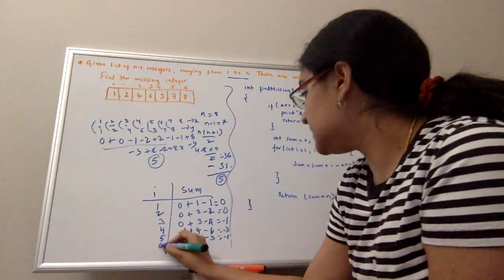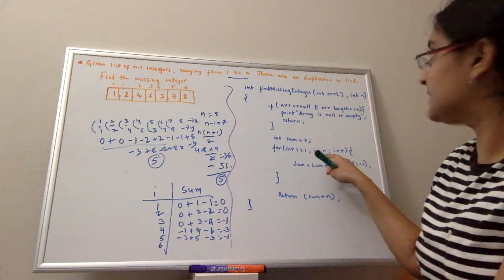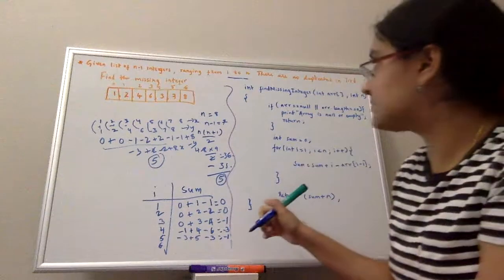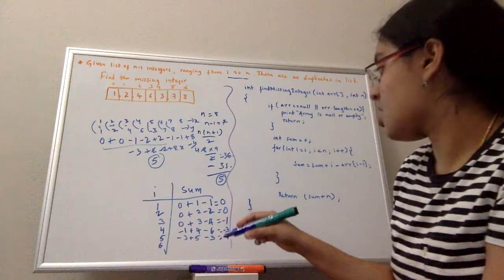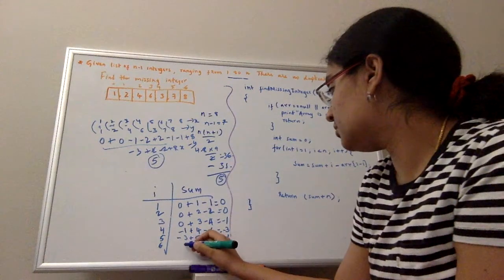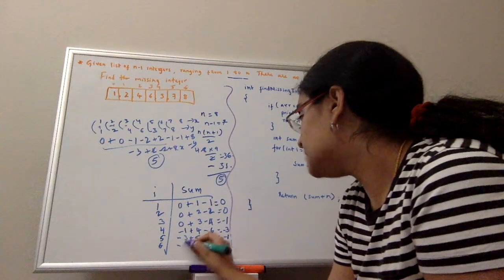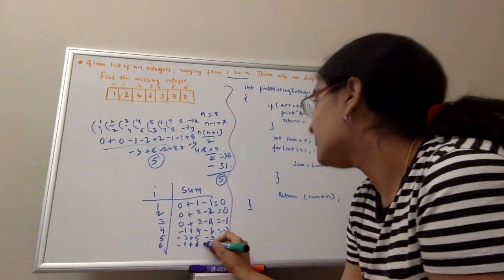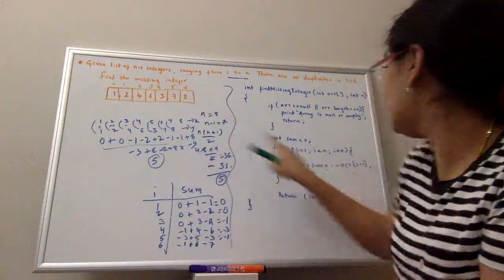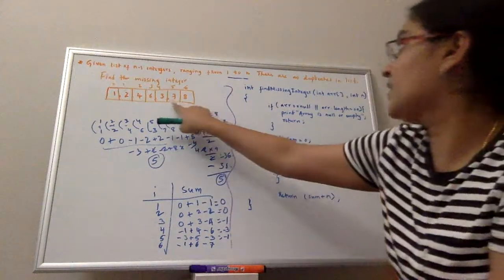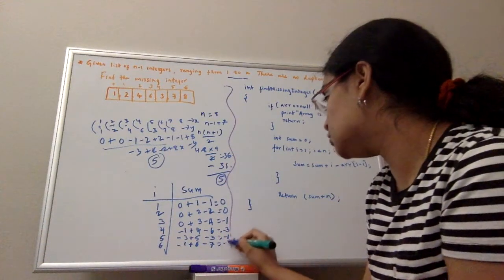Now i value is 6. 6 is less than what is n? n is 8, right? 6 is less than 8, that's true. So I will go: minus 1 plus 6 minus array of 6 minus 1, which is array of 5, that is 7. So minus 2.